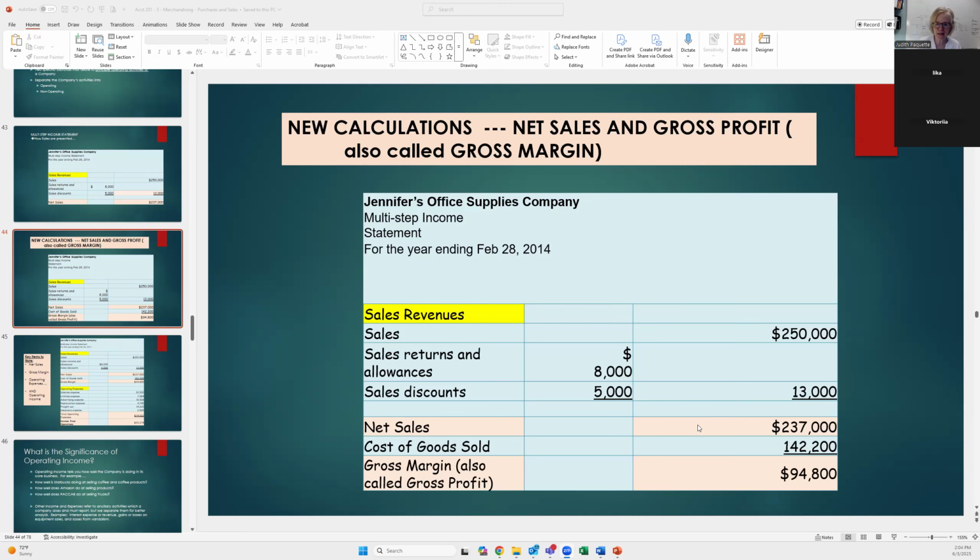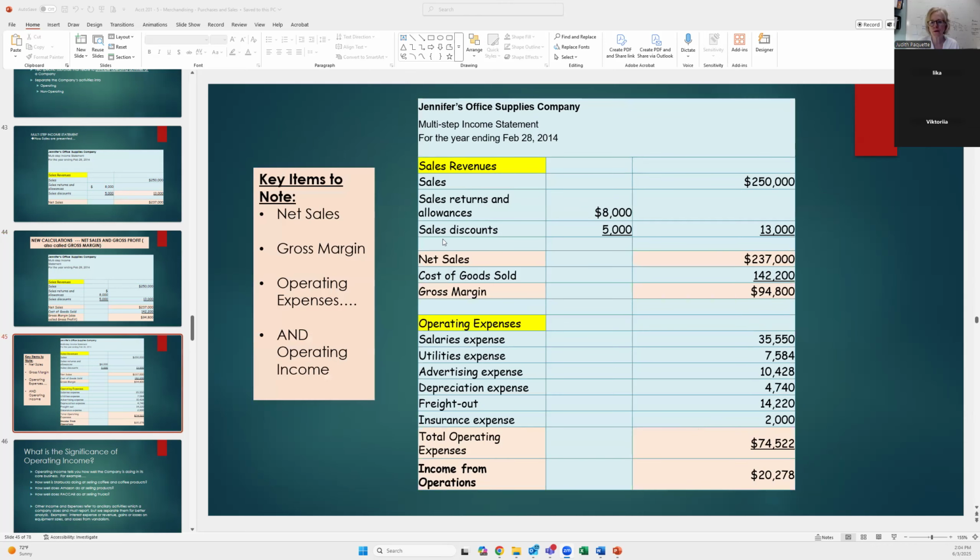But we're not done with the statement. We keep going. So here's sales, cost of goods sold. Then we list all the operating expenses. So pay attention to what are the operating expenses: salaries, utilities, advertising, depreciation, freight out, insurance. Be mindful of that. What is not here are what is called other revenue and other expenses. They're the unusual items. So we don't consider them part of normal operations, but we add up all the operating expenses, and then we subtract: 94,800 minus 74,522 equals income from operations.